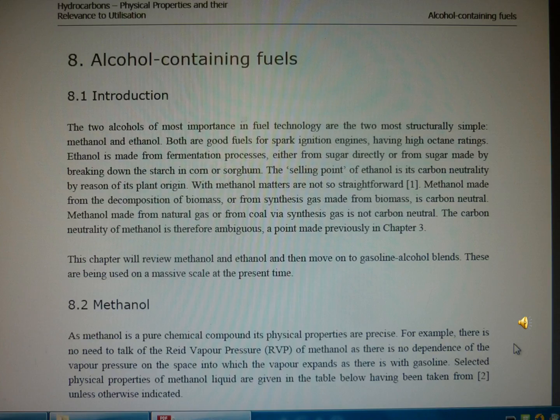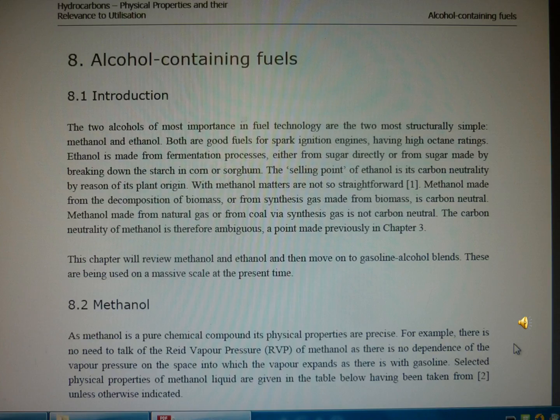Next, alcohol-containing fuels. The alcohol-containing fuels are methanol and also ethanol. In this case, the two alcohols more important in fuel technology are the most simple, such as methanol and ethanol. They are good fuels for spark ignition engines.